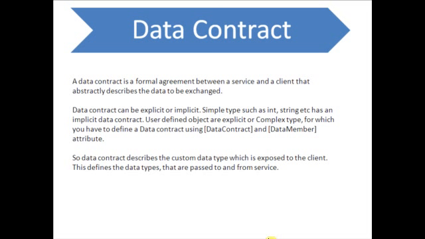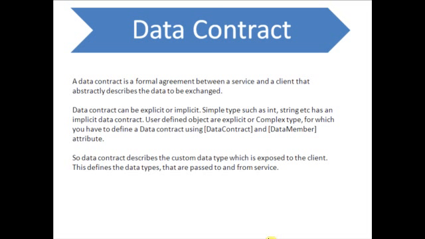Okay, the simple types such as integer and string have an implicit data contract. That means you don't have to define the data contract for these types. Whereas user defined objects are explicit or complex types. Okay, user defined object means, for example, classes in C sharp. Okay, like student class or employee class.